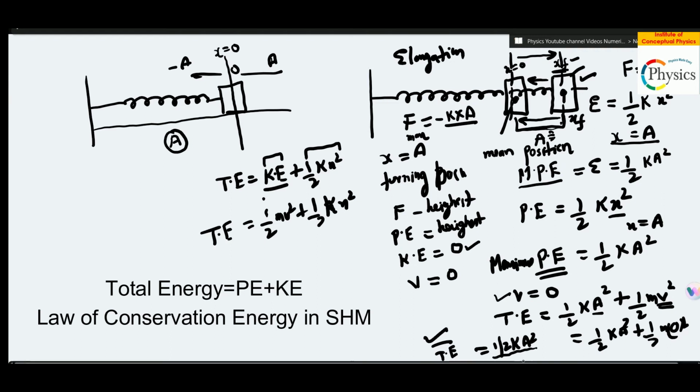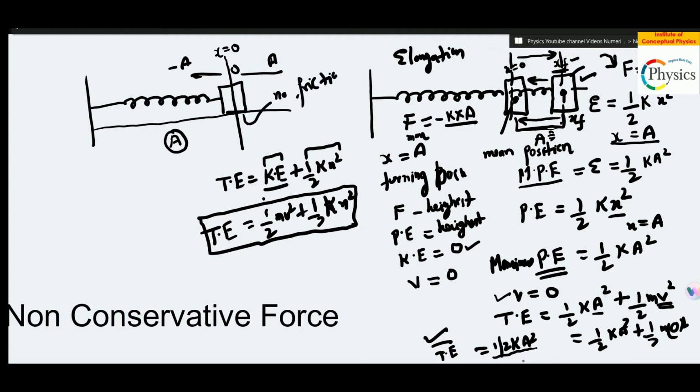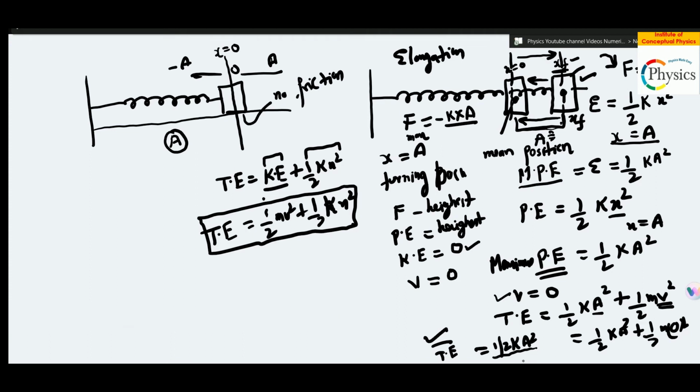This is the total energy of a body in simple linear harmonic motion, and the restoring force is a conservative force. So there is no friction here. If there is friction, then these oscillations will become damped oscillations.